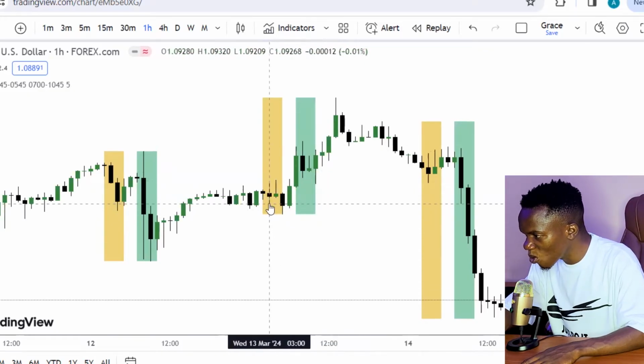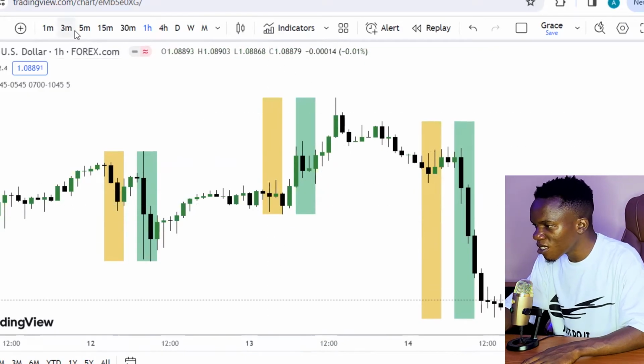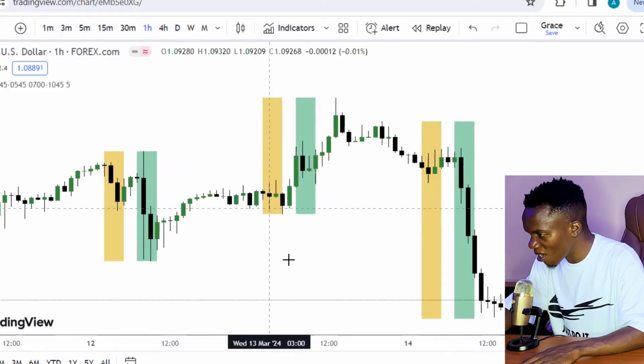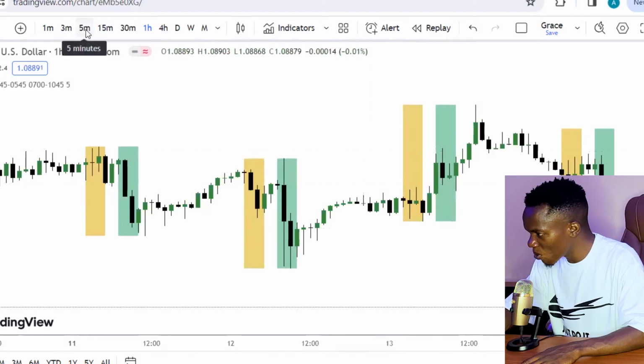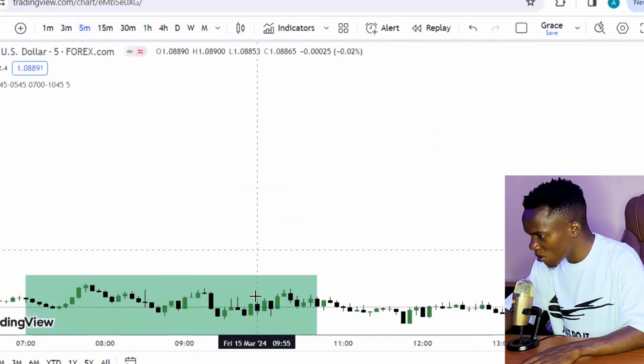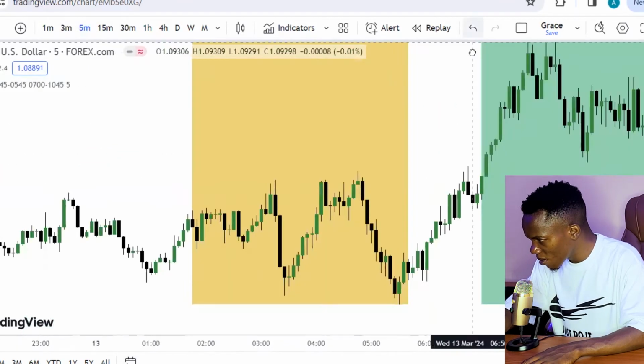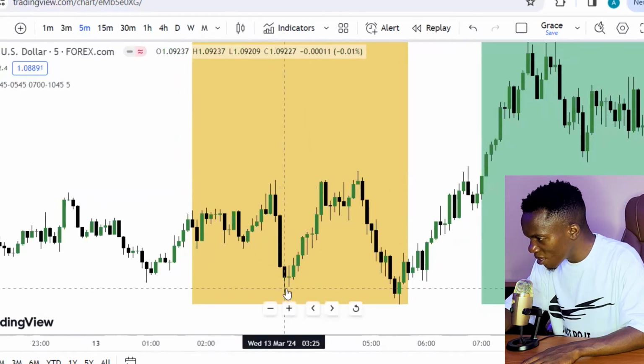So immediately this low of the day was formed, then the only thing you need to do is go to 5 minutes time frame. Although I may not go to that 5 minutes time frame here, because okay, let me just quickly go to 5 minutes time frame. This day was Wednesday. Okay, all right, so this is the low of the day. Okay, this was the low of the day.